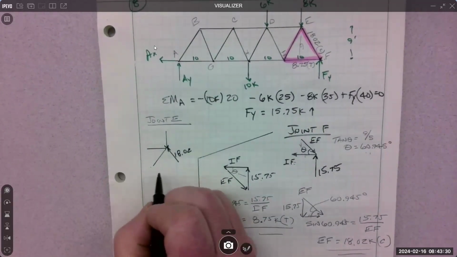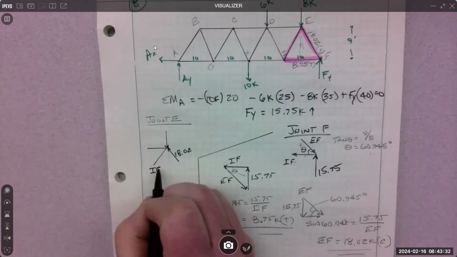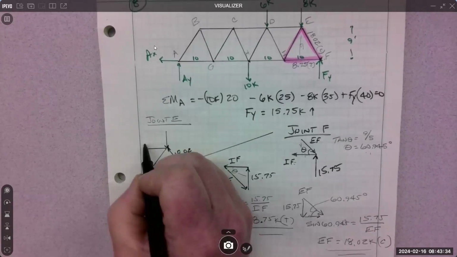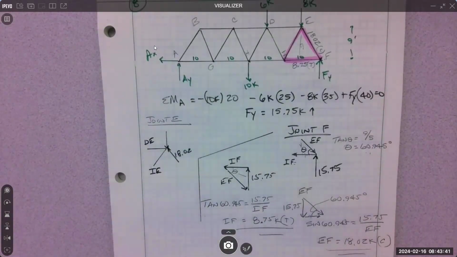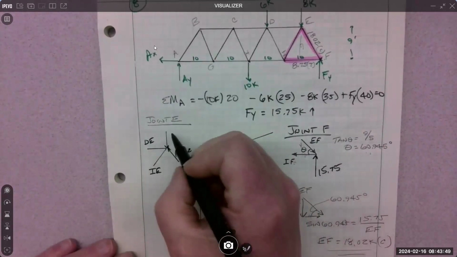Then I have IE, and I have DE. Right? Like a lot of things going on right there. What's our value coming down? 8K.